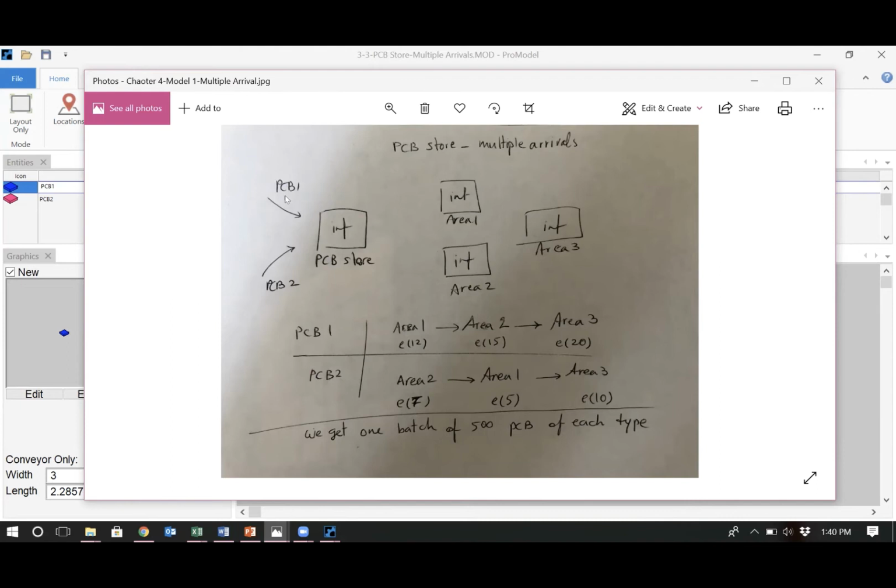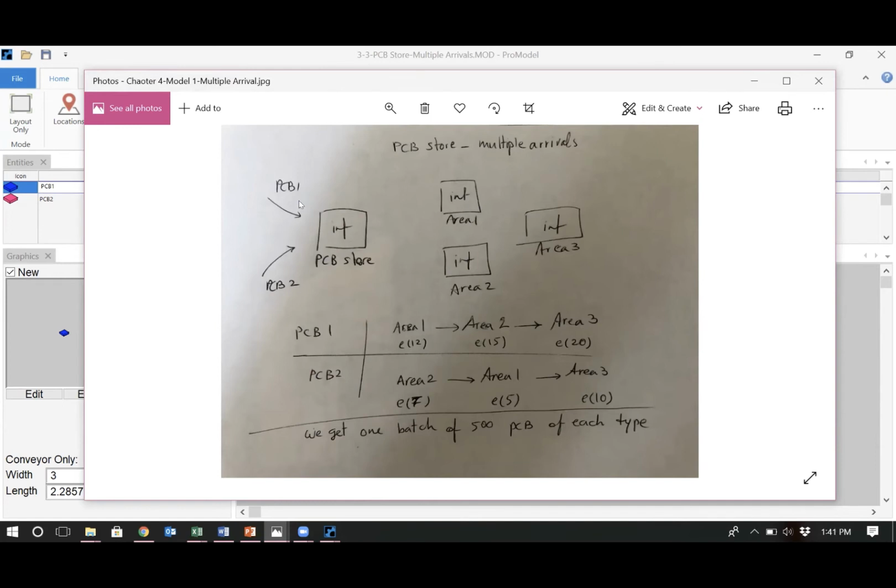Now, let's think about the arrival of PCB1. We get 1 batch of 500 PCB1. Can you tell me what is the quantity each for PCB1? 500. Can you tell me what quantity each represents first? One more time, and then we talk about the value. Number of entities that come to the system in each arrival.